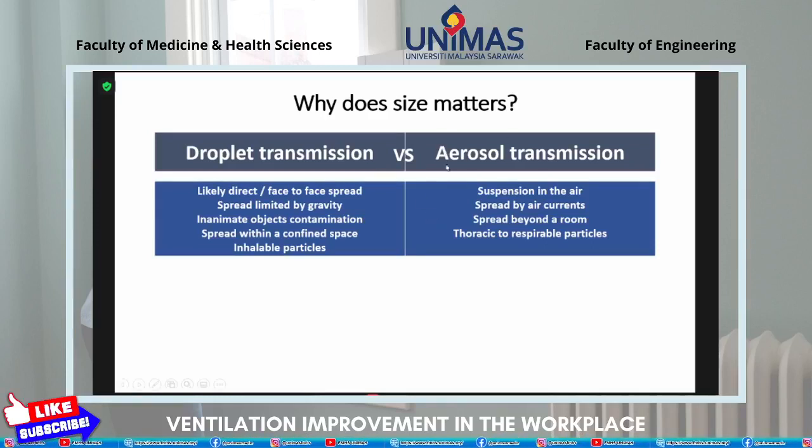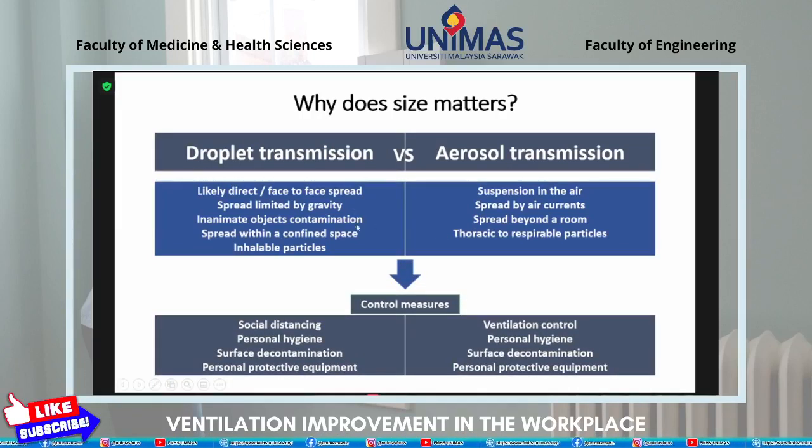As opposed to that, aerosol can suspend in the air. It spreads by air current, and the spread can go beyond the room. Usually they are in the range of thoracic to respirable particles. The distinction between these two characteristics is important in terms of control measures. When a disease is caused mainly by droplet transmission, social distancing, personal hygiene, surface decontamination, and personal protective equipment become very important, particularly social distancing. However, if the disease is caused by aerosol, which can be suspended in the air and spread by air currents, then social distancing might not be effective anymore. This is where ventilation control becomes very important, because you need to channel the contaminated air elsewhere, rather than confine it in the enclosed space.